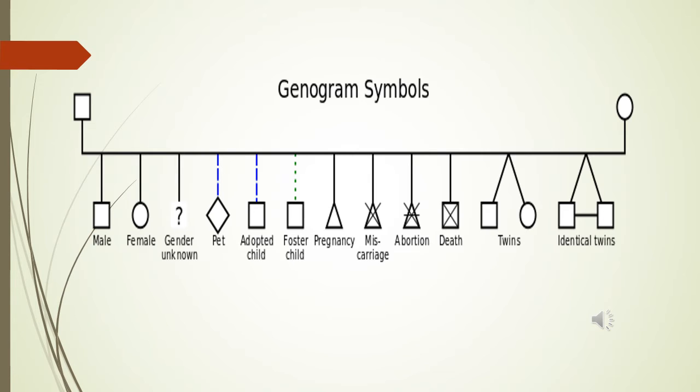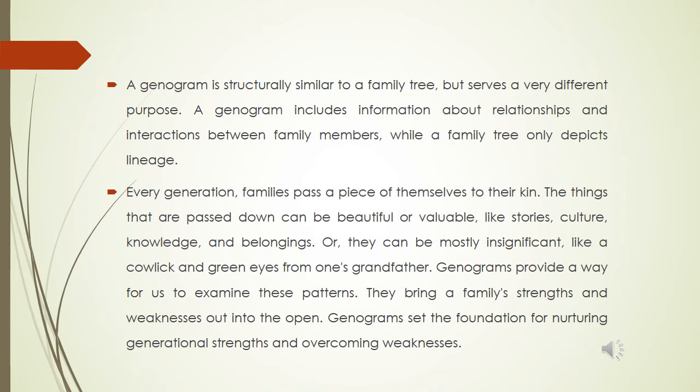Now pregnancy, miscarriage, abortion. These are the symbols for death. And for twins, identical twins. So these are the genogram symbols. This is structurally similar to a family tree, but serves a very different purpose. This includes information about relationships and interactions between family members, whether they like each other or don't like each other, while a family tree only depicts the lineage. But here you can see the emotions and the feelings also.